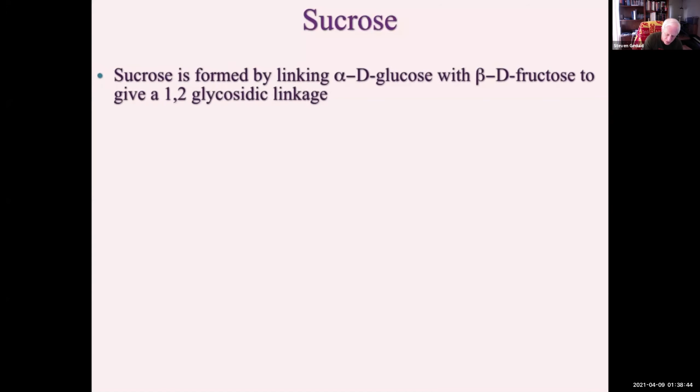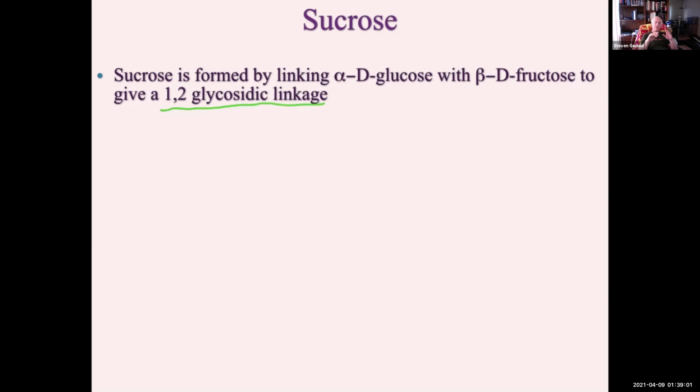Sucrose. Sucrose is the big sugar. That's the one that causes obesity, tooth decay, heart disease, all kinds of stuff in this society. Okay, table sugar is sucrose. Sucrose is formed by linking alpha D-glucose with beta D-fructose to give a 1,2 glycosidic linkage.